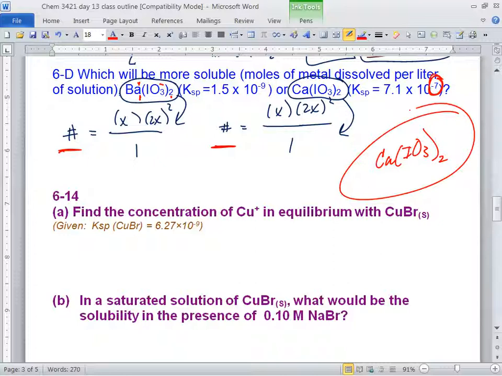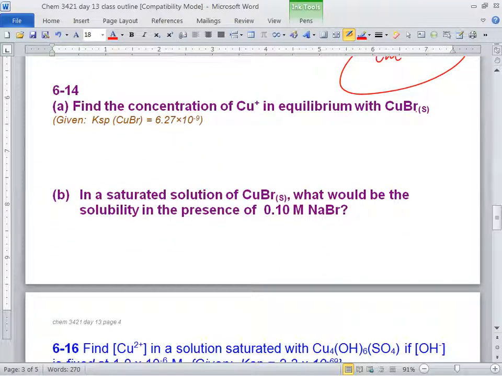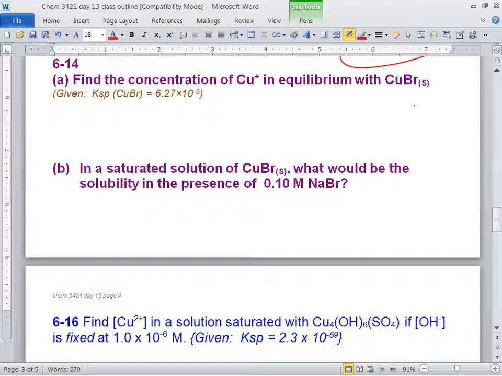So try 6-14. See if you can get an answer for 6-14. Find the concentration of the copper ion in equilibrium with copper bromide solid. And I'm giving you the Ksp. If I kind of lost you, just ask so I can help you out.